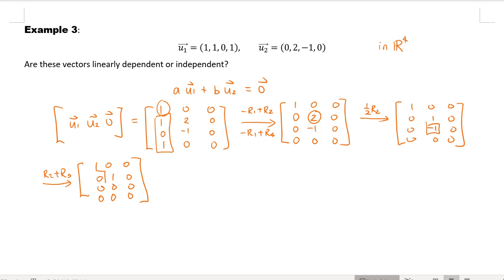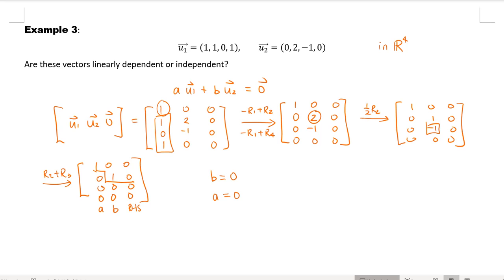Alright, now can you see we have echelon form? So we can stop here and then look at the first column, the coefficients of A. The second column corresponds to the coefficient of B, and the third column is the right hand side. The second row tells us that 1 times B equals 0. The first row tells us that 1 times A equals 0. So we get both A and B are 0.